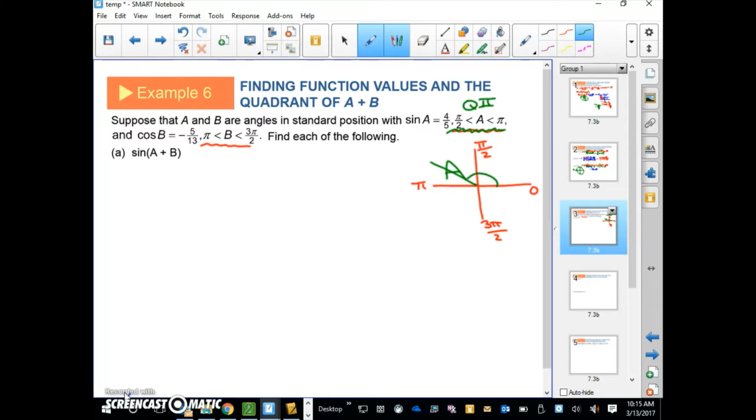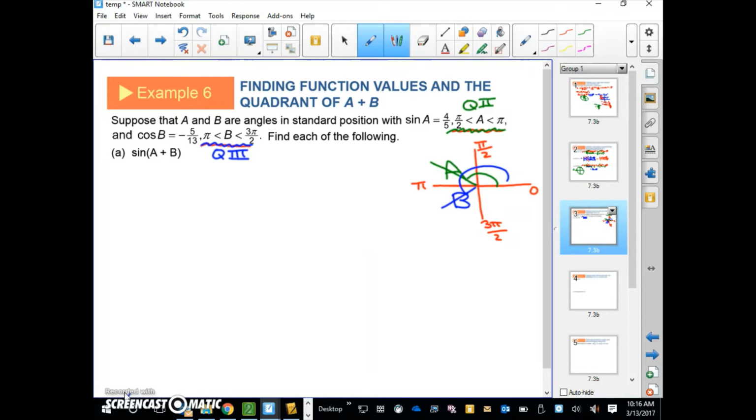Okay? And so when you see this one, pi is less than B is less than 3 pi over 2, that's telling you that B is somewhere in here. B is in between pi and 3 pi over 2. Or, in other words, you've got some kind of angle that's in the third quadrant. So it doesn't come right out and tell you quadrant 2 and quadrant 3, but it kind of does. It's telling you angle A is in quadrant 2, angle B is in quadrant 3.